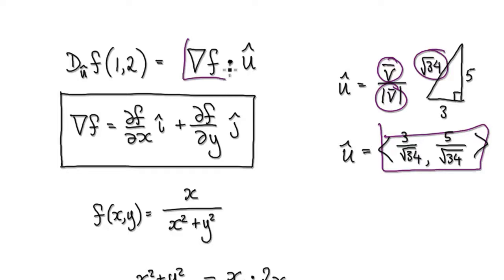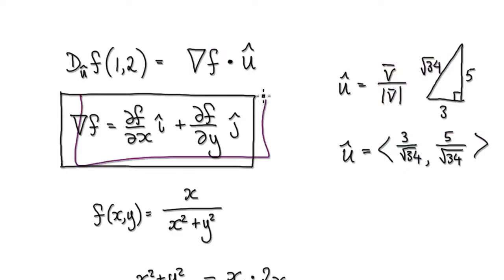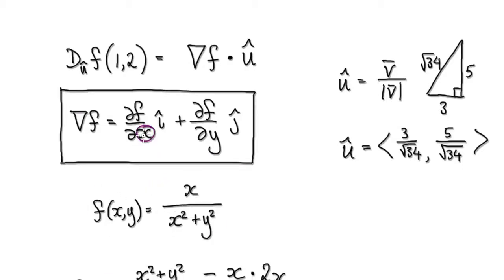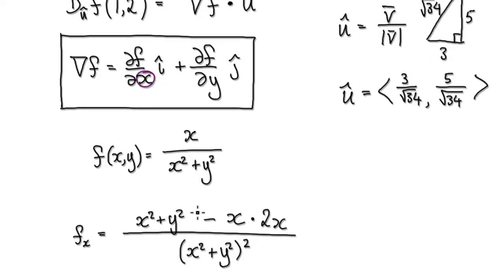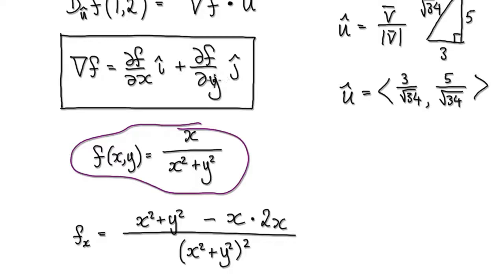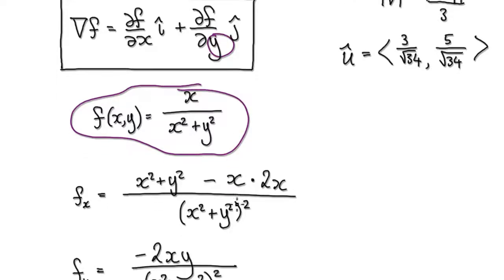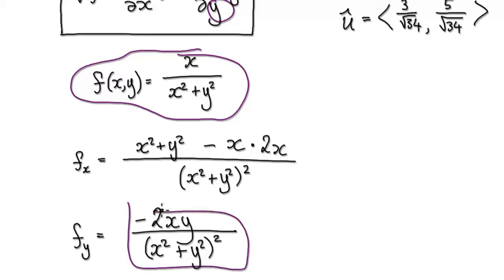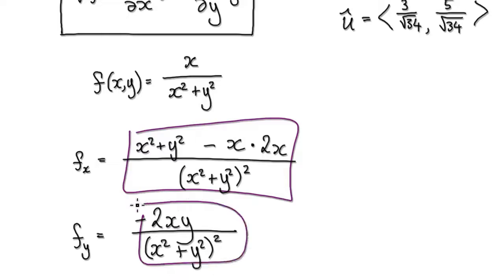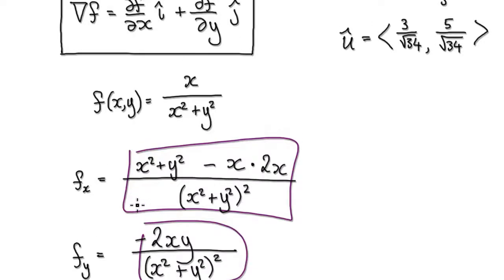Now we've got to work out the gradient vector. Remember, the gradient vector is given by taking the partial derivative with respect to x. Looking at our function, that will give us this thing here. And then we need to take the partial derivative of the whole function with respect to y. That will give us this thing here. You might have to pause and think about it, but take my word for it. It equals this and this.